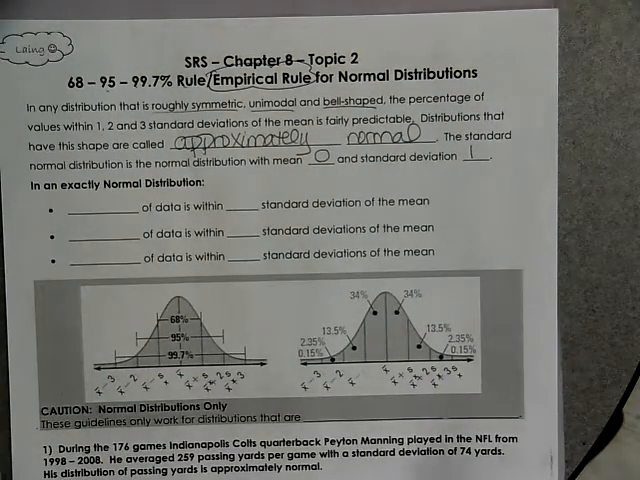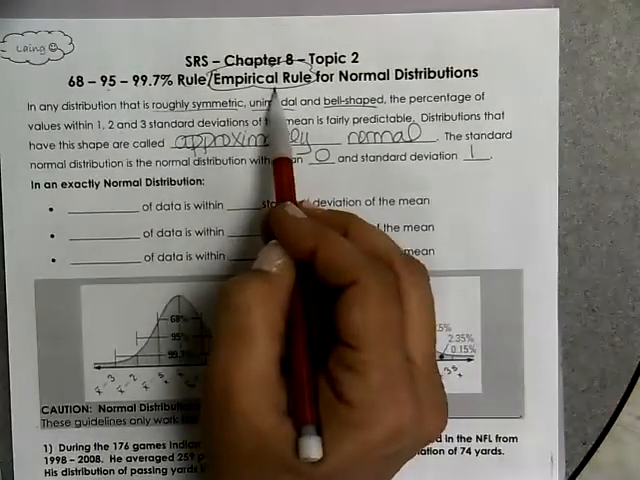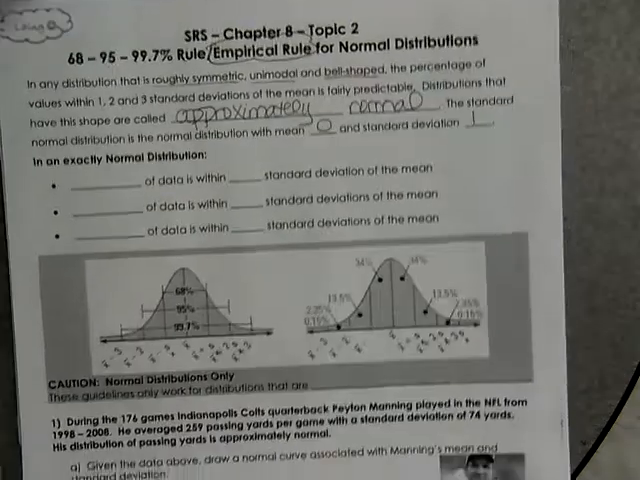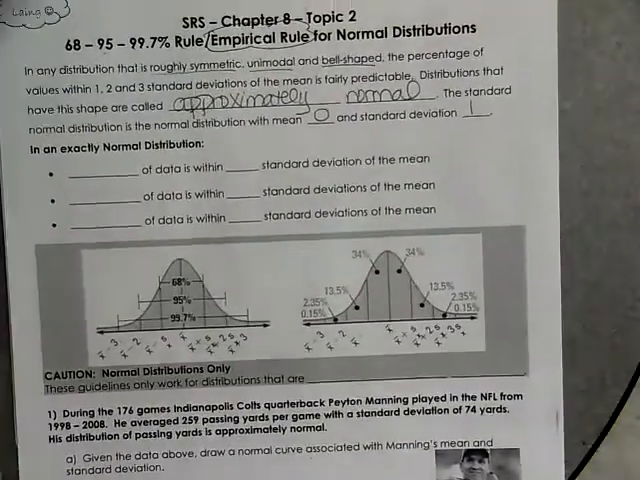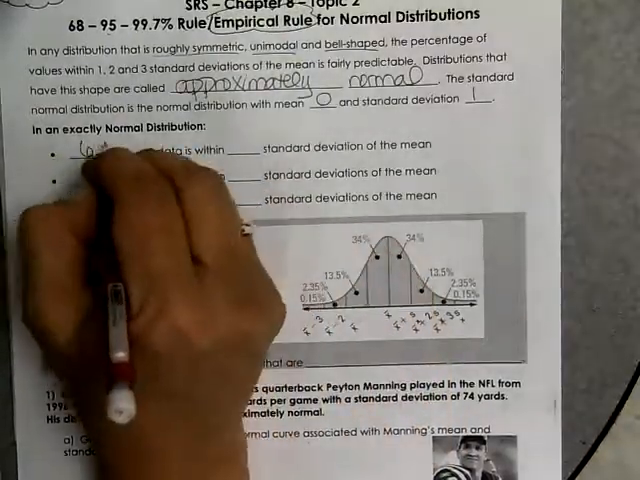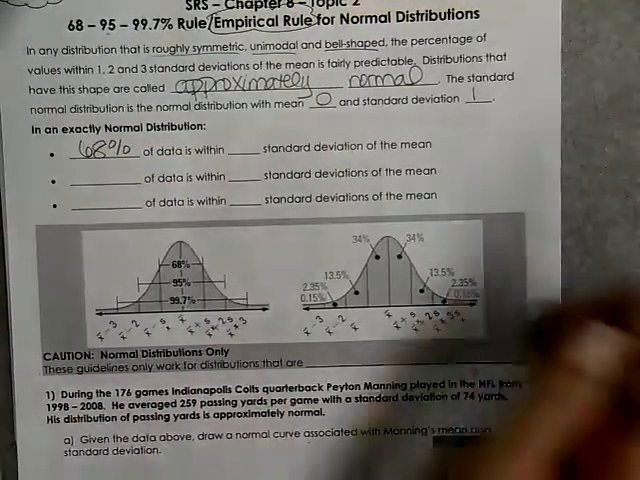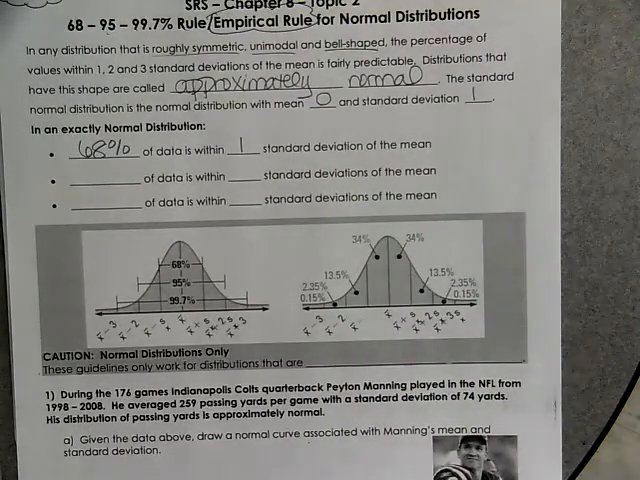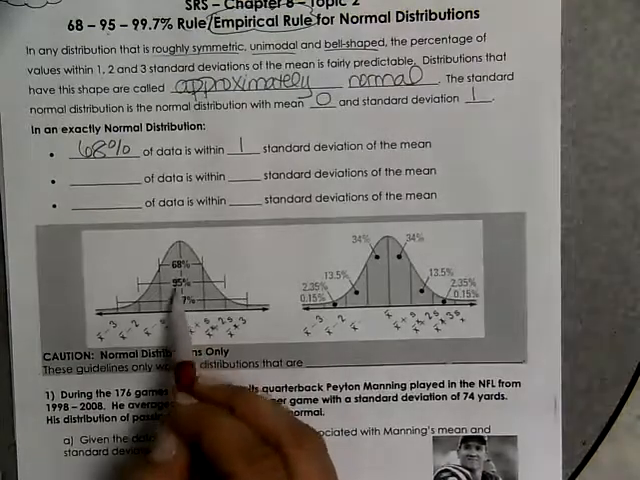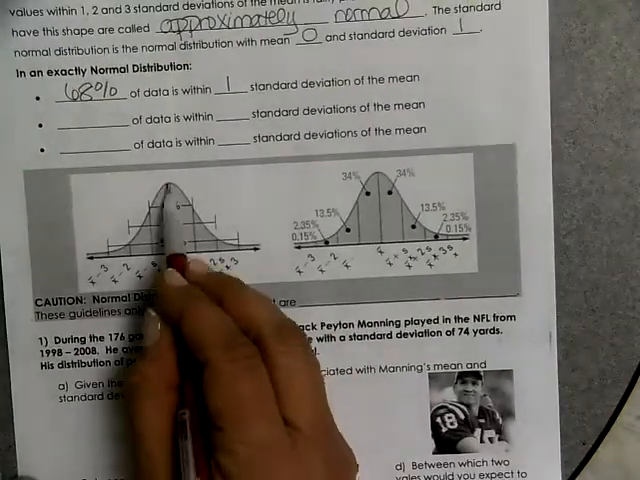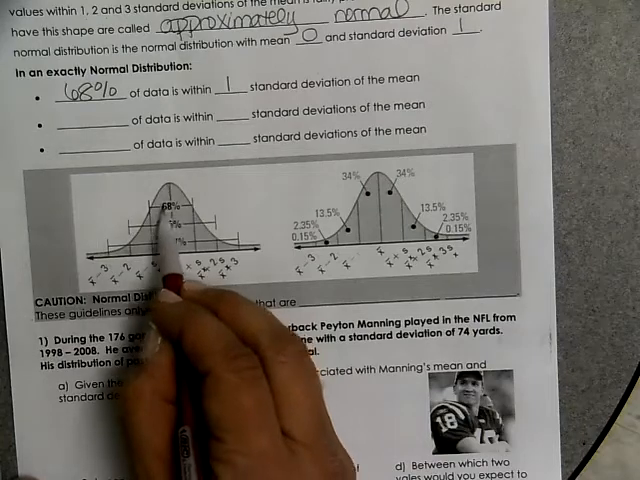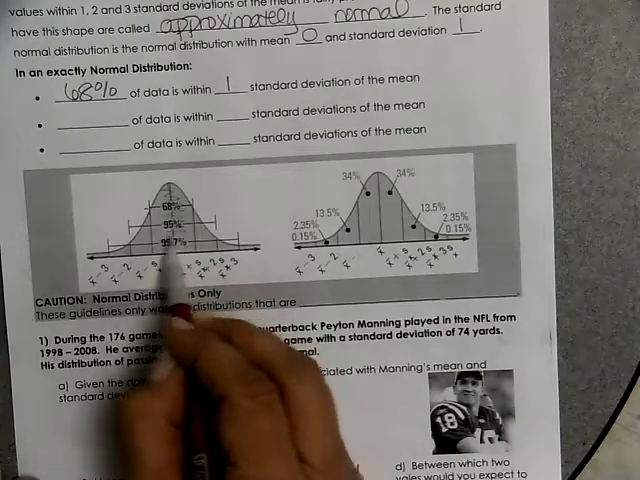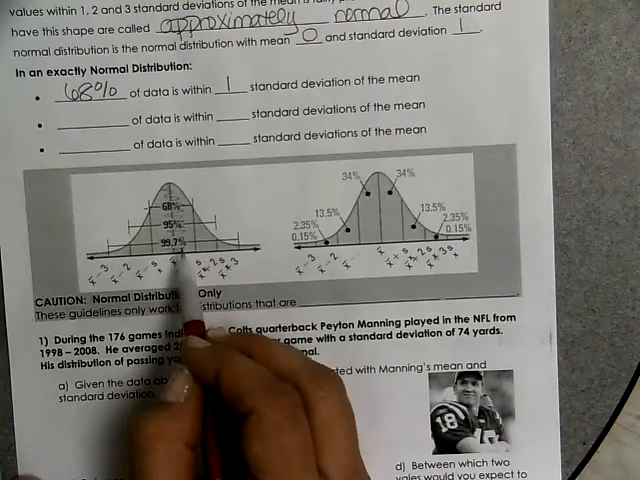But if a distribution is exactly normal, we can use this empirical rule to estimate the percentage of values that are 1, 2, and 3 standard deviations from our mean. It turns out that 68% of data is within 1 standard deviation of the mean. You can see that here. Do you guys see that there's this little picture down here? Here's our mean. And then if we went 1 standard deviation to the left and 1 to the right, that encompasses about 68% of our data.